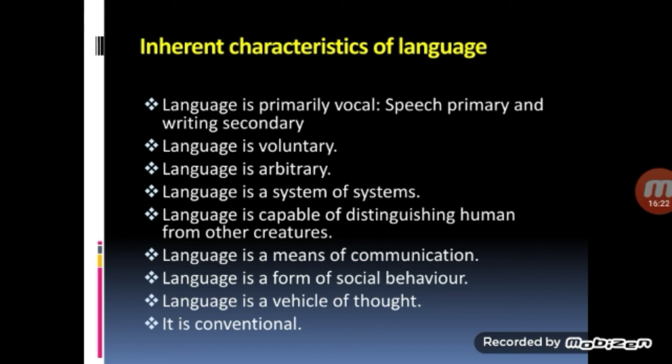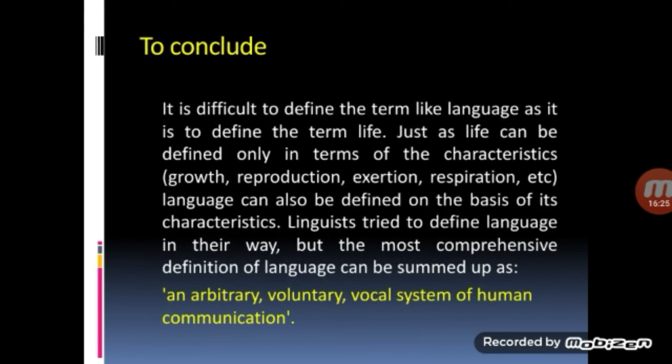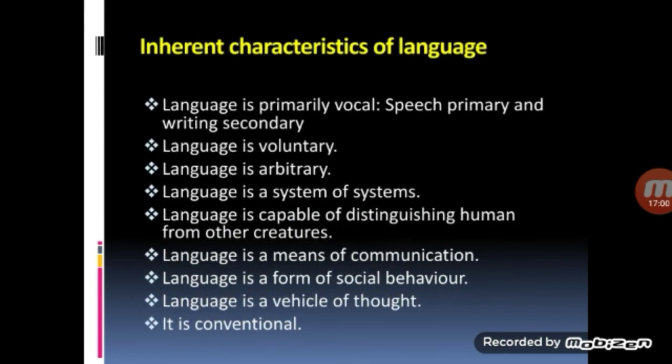So we have seen these different characteristics of language, and after discussing them, let's see what we have seen here. Language is primarily vocal, in which speech comes as primary and writing comes secondary. Language is voluntary. Language is arbitrary. Language is a system of systems. Language is capable of distinguishing humans from other creatures. Language is a means of communication. Language is a form of social behavior. Language is a vehicle of thought, and it is conventional. So I tried to remind you of these points.